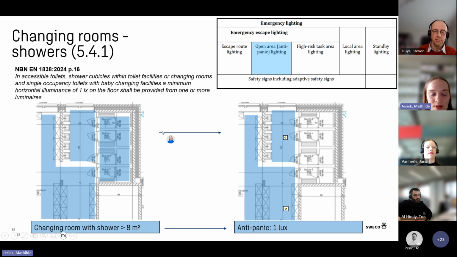Then in this example, you had a shower, a mini sauna here, and then a large dressing room, changing room. Because there are showers, we need to go to 1 lux, but we say that these saunas and the showers are like working together as 1 space. So you don't need to place an emergency light in every cubicle, but the whole larger dressing area should be designed to 1 lux anti-panic.